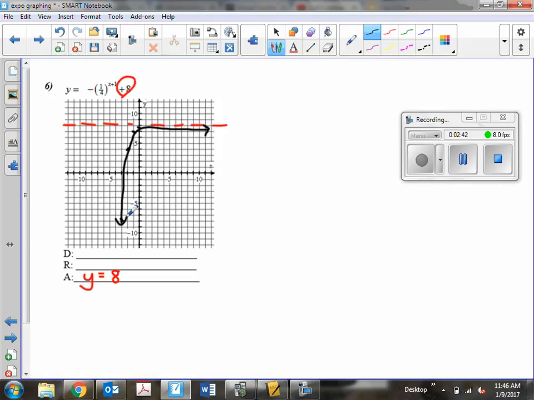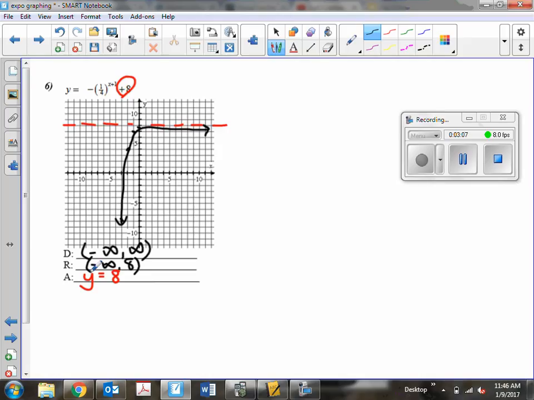This right here has a domain of -infinity to infinity because all exponentials have a domain of -infinity to infinity. This has a range that can only go up to that 8. It can't go any higher than that 8. So this range right here would be from -infinity up to 8, both in parentheses because you can't touch.